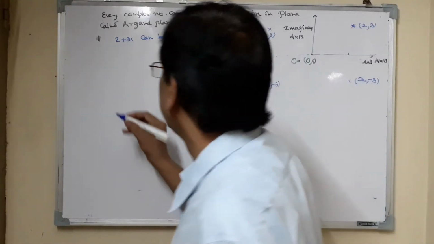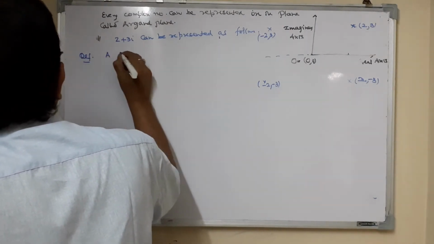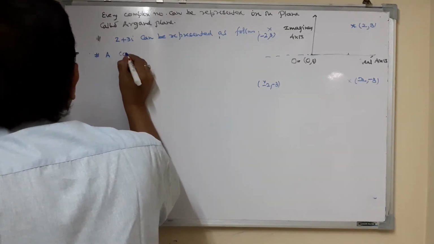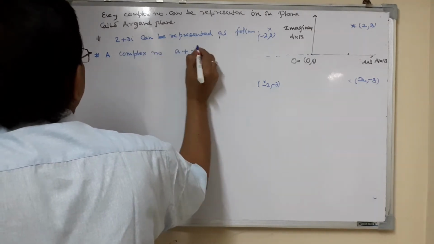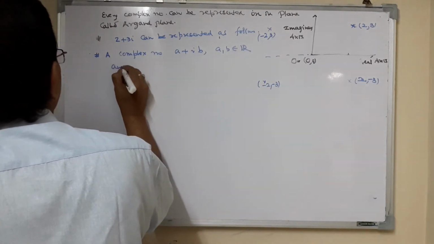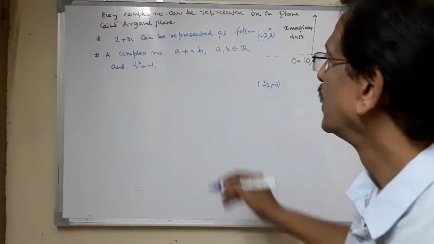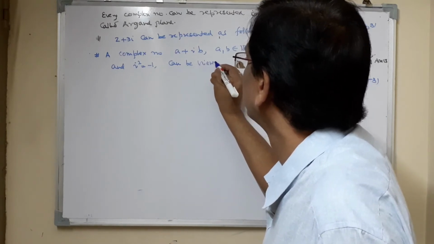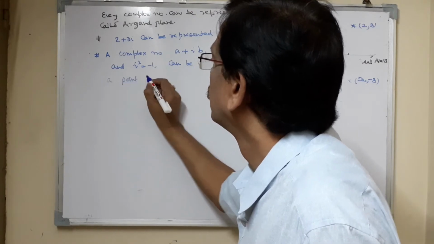Now again I will reframe the definition of a complex number. I can make it as a note. A complex number a plus ib, where a and b are real numbers, and i square equal to minus 1, can be regarded or can be viewed as a point (a, b).